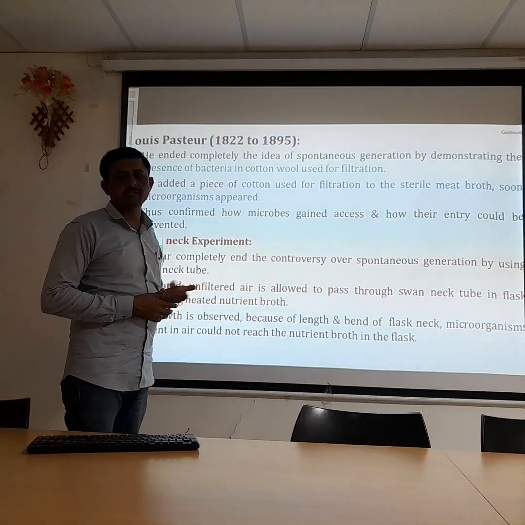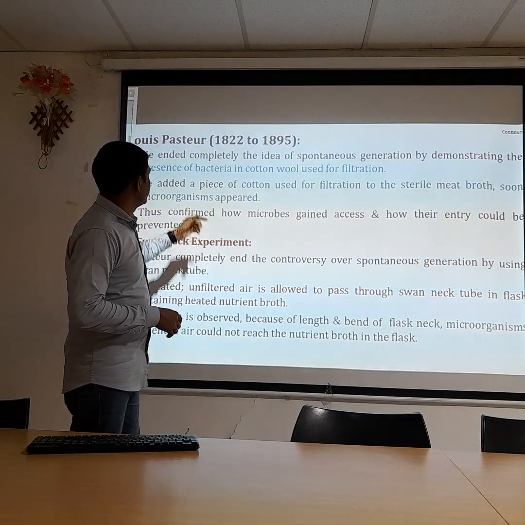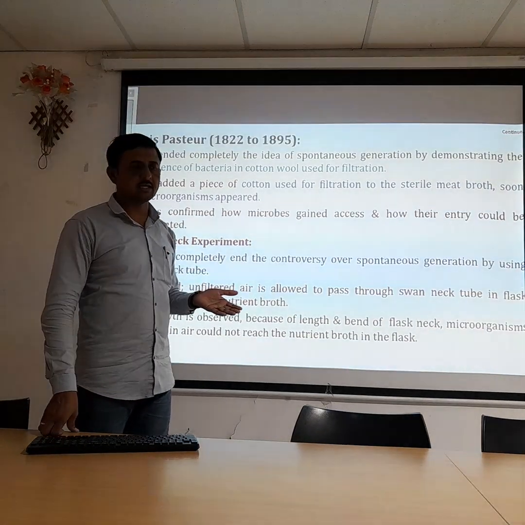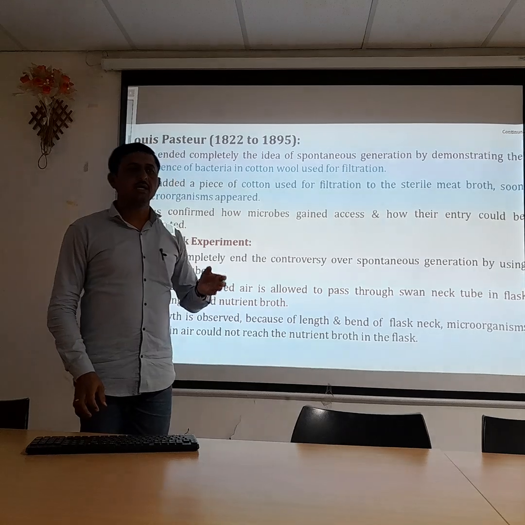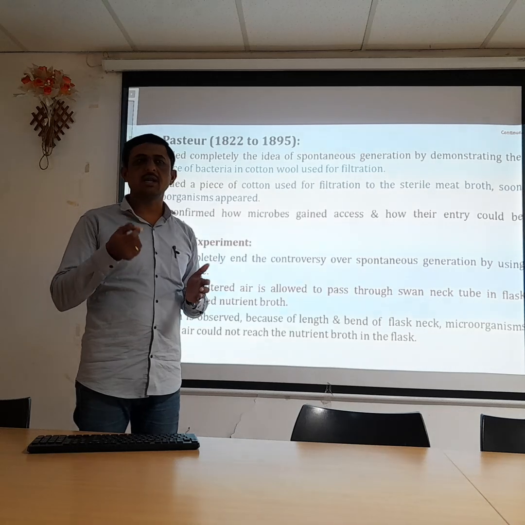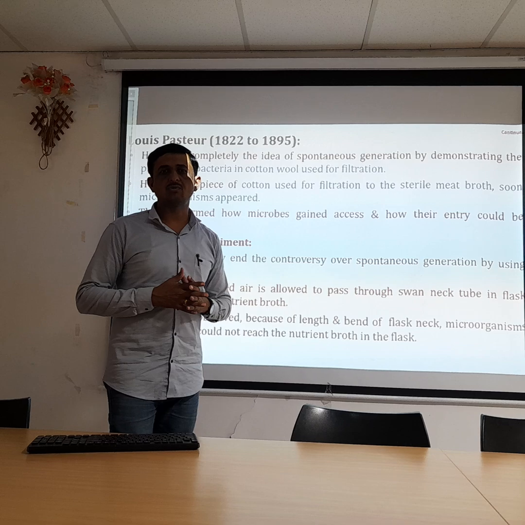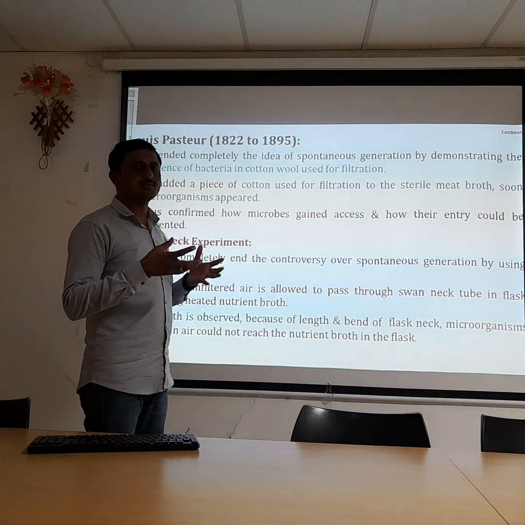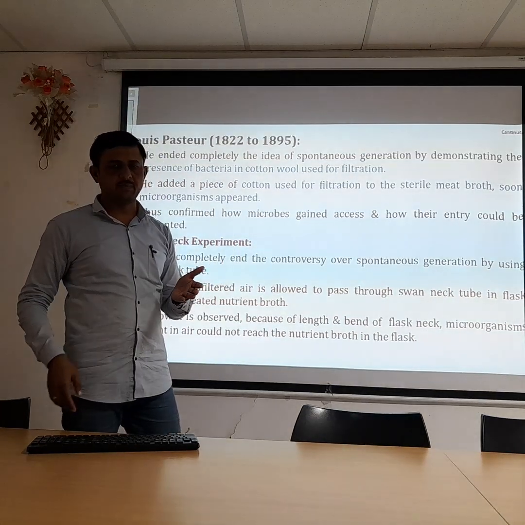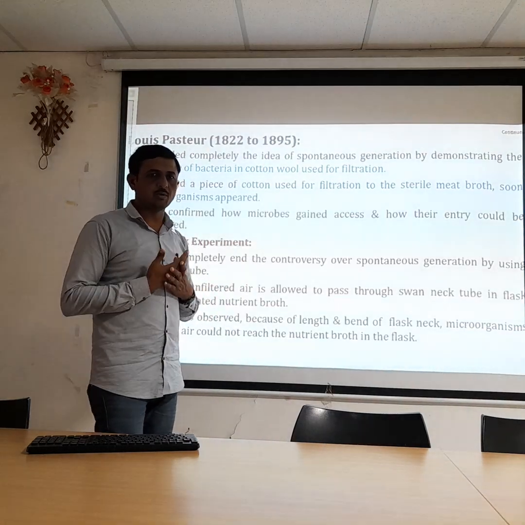For that he set up another experiment to discredit completely the idea of spontaneous generation by demonstrating the presence of bacteria in the cotton wool used for filtration. In the last experiment, Schroeder and Dusch passed the air through a sterile cotton. Louis Pasteur took that cotton and placed it onto a sterile nutrient medium, and he observed that microbial growth appeared on the plate. So the microbes present in the air get trapped on the sterile cotton, and as nutrition is made available, they show their growth on the nutrient medium.